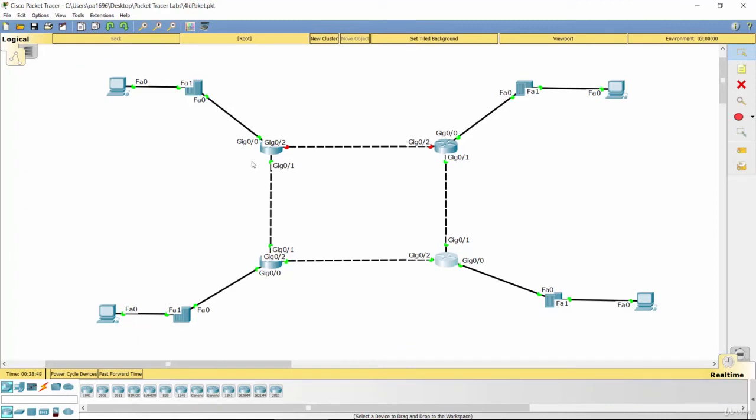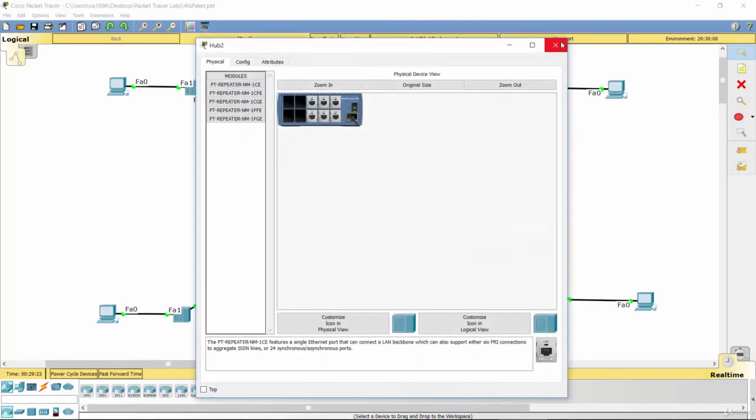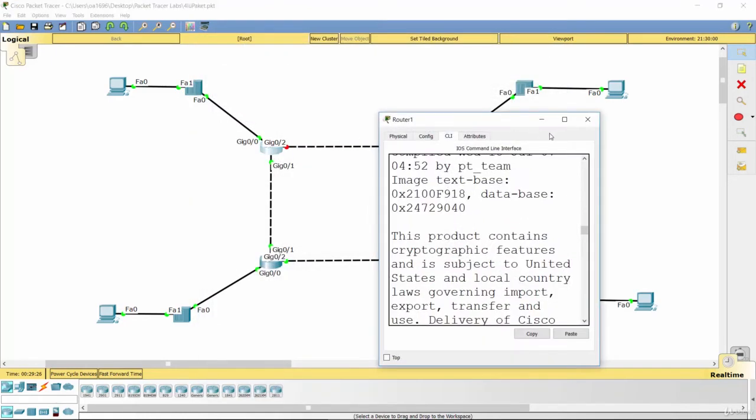Please pay attention that everywhere is in green. That means there's not a physical problem between those devices, but I have red dots between router 1 and router 2, which means there's a physical problem between these two routers. So to fix it, I need to check the configuration of Gig0/2 for both routers. Let's go, Gig0/2.